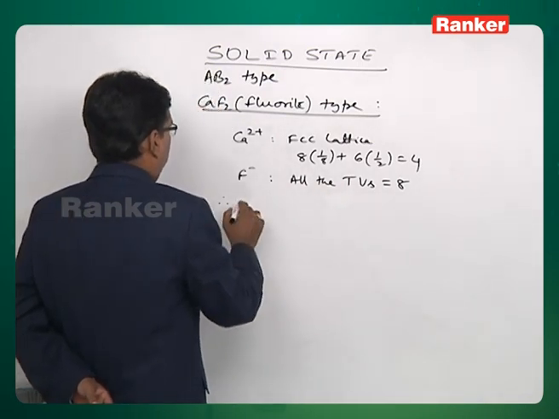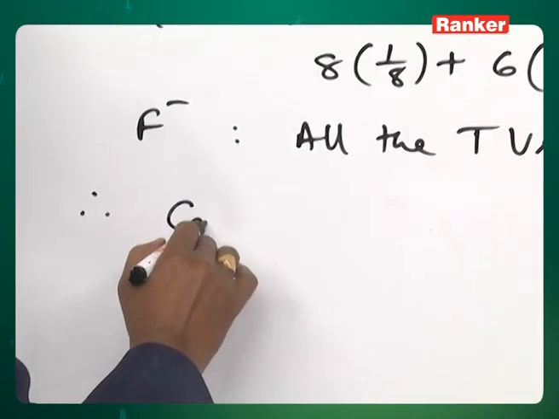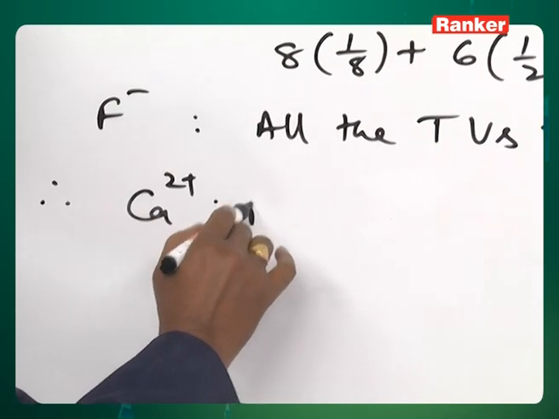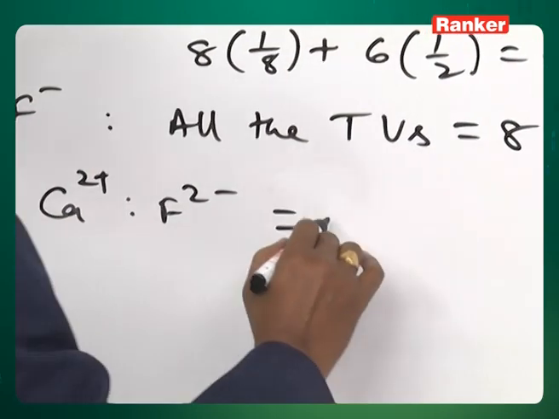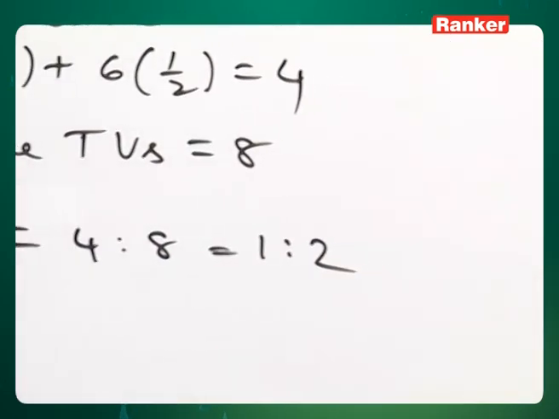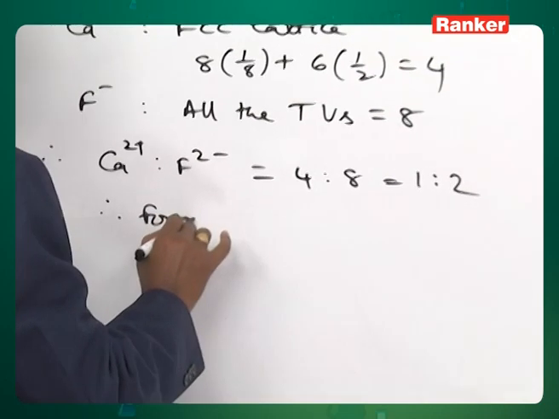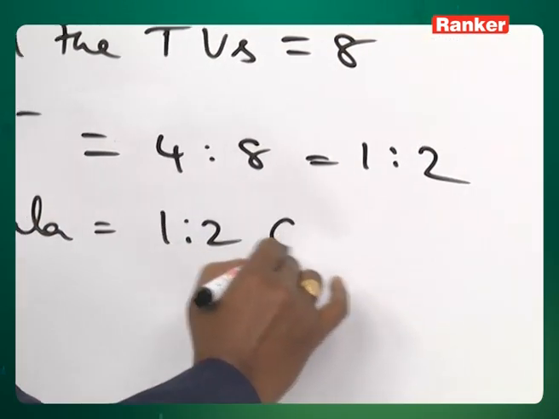Therefore, the number ratio of cations to anions, so calcium ion to fluoride ion, is 4:8, that is 1:2. Therefore, the formula is 1:2, that is CaF2.